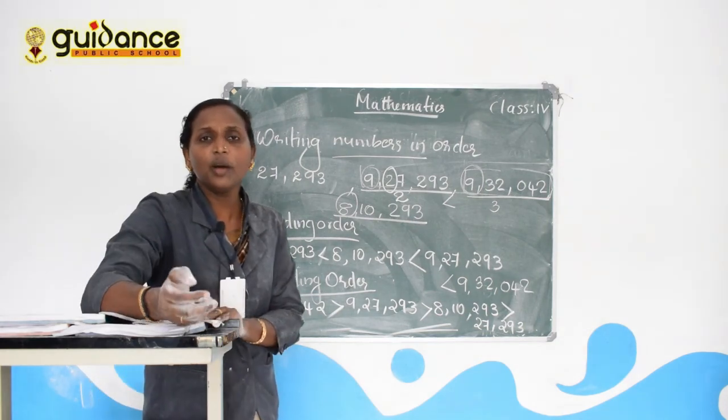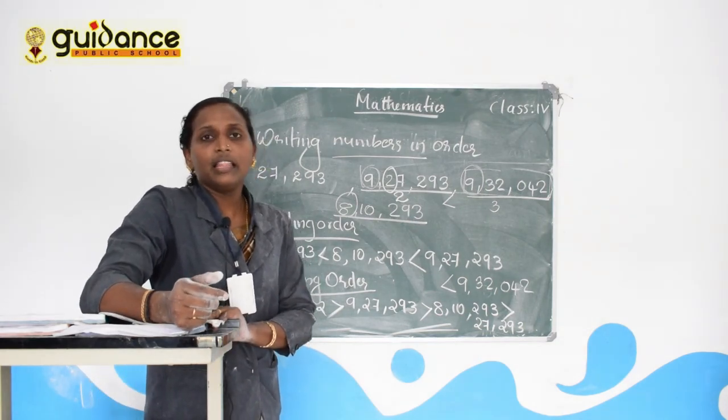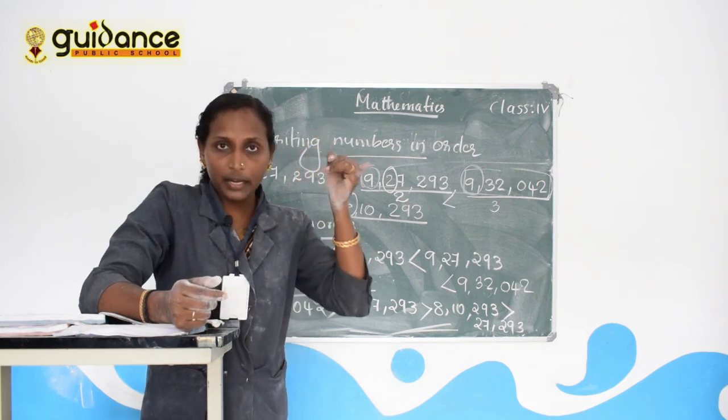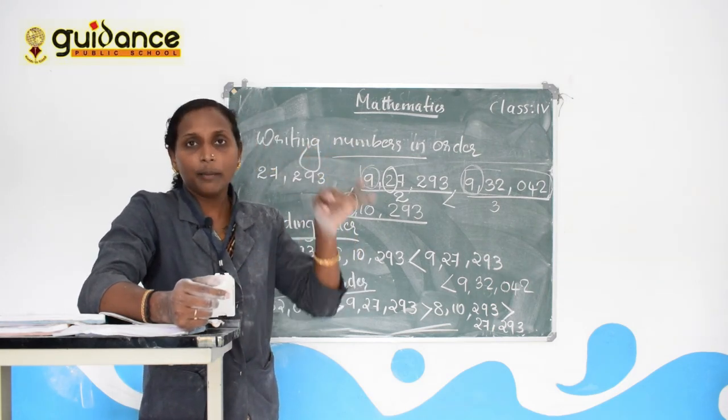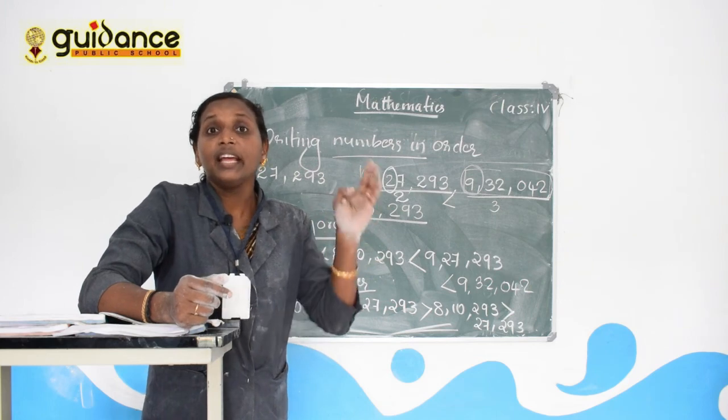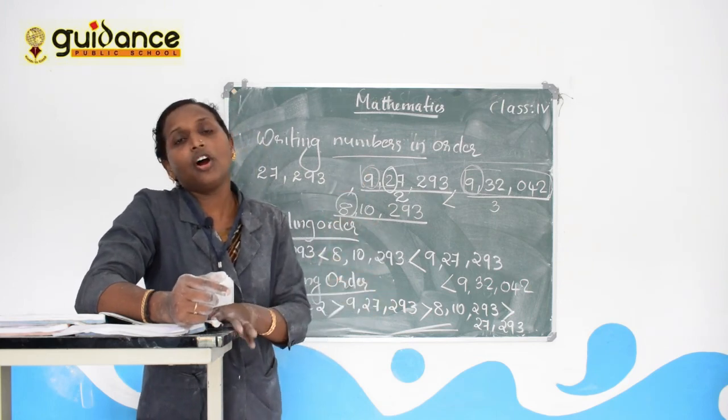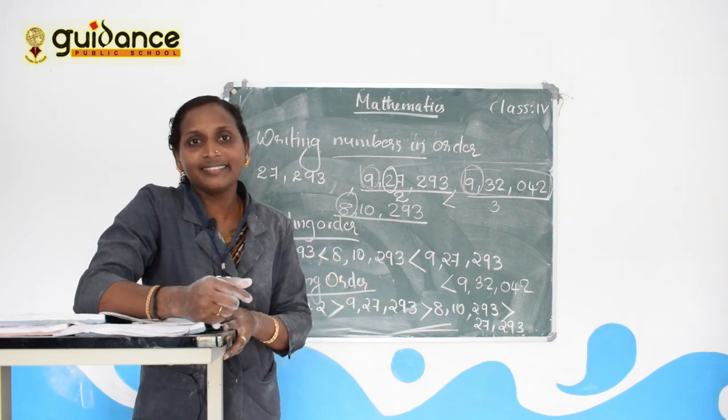So we have covered the topic. Then what did we discuss today? Predecessor, successor, comparing numbers, and also writing numbers in order. All of you got it? Thank you.